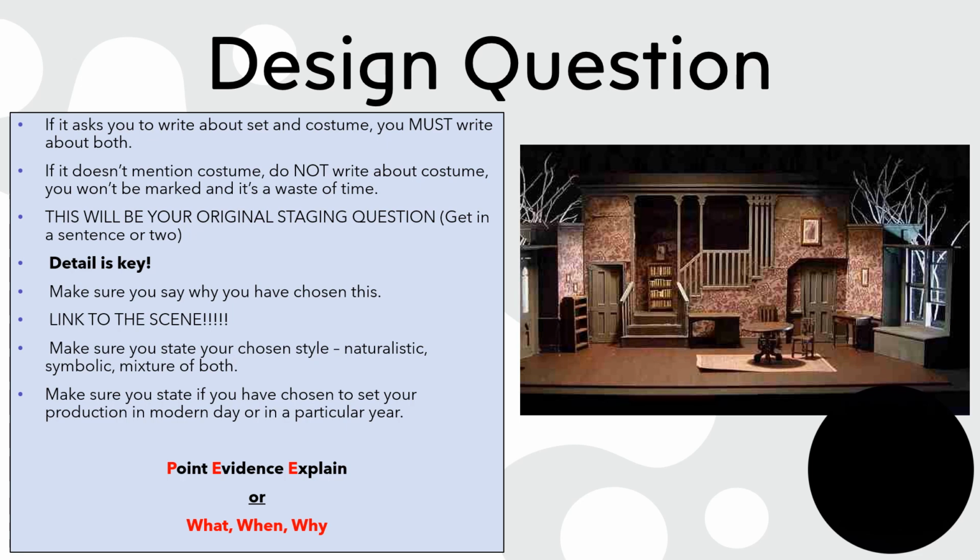Also, make sure you're linking to the scene, guys, and linking to the particular staging you've been told to design for. So please don't finish this question not having referenced whatever stage design it's asked you to do it for. So if it's asked you to design for In the Round, make sure you keep referencing In the Round. Everything has to be specific to In the Round. Also make sure that you state your chosen style. So is it a naturalistic set or sound design? Is it symbolic? Is it a mixture of both, and so on? And make sure you state if you have chosen to set your production in modern day or in a particular year. So are you keeping it set in 1977 or are you setting it in modern day? And why? What's the reason for that?